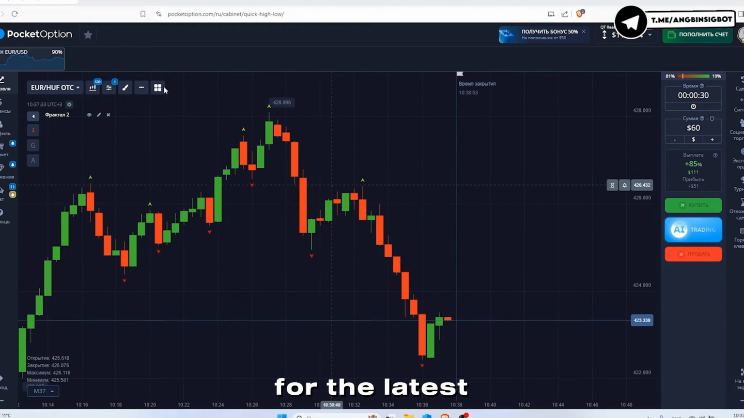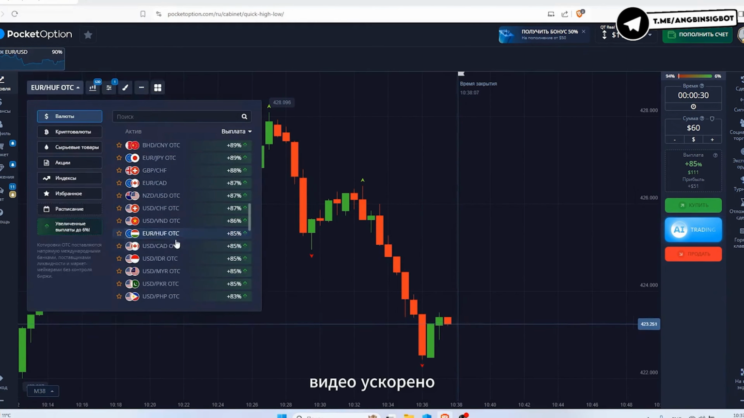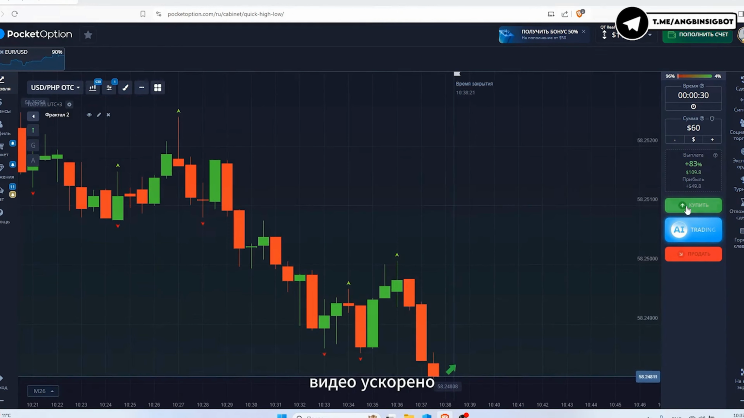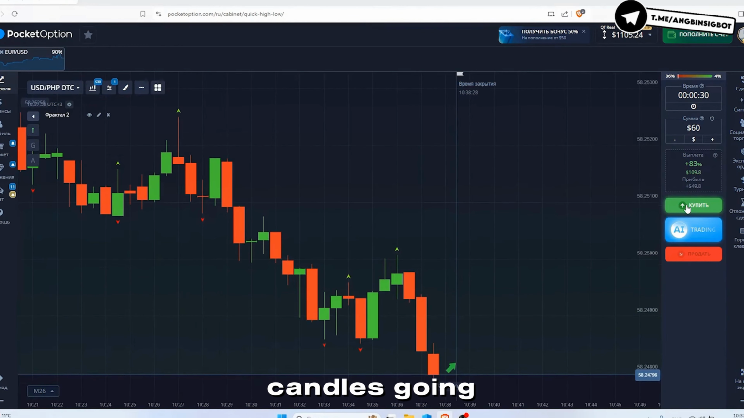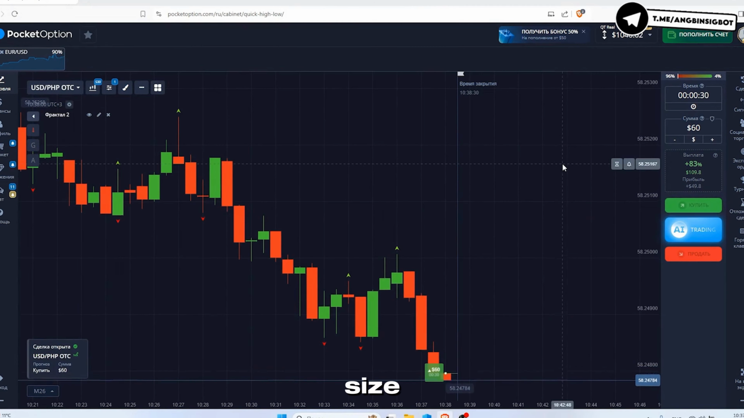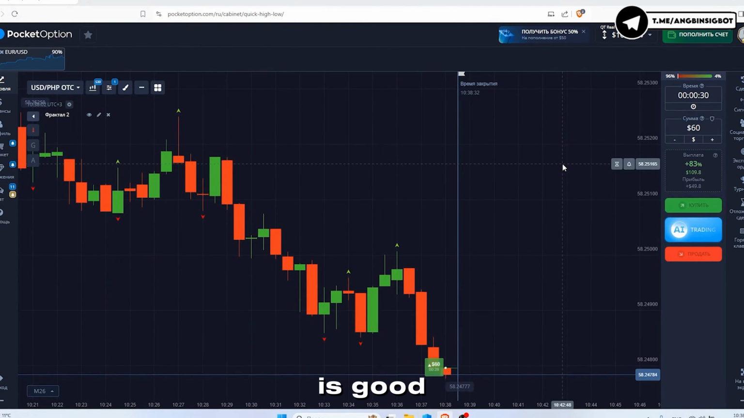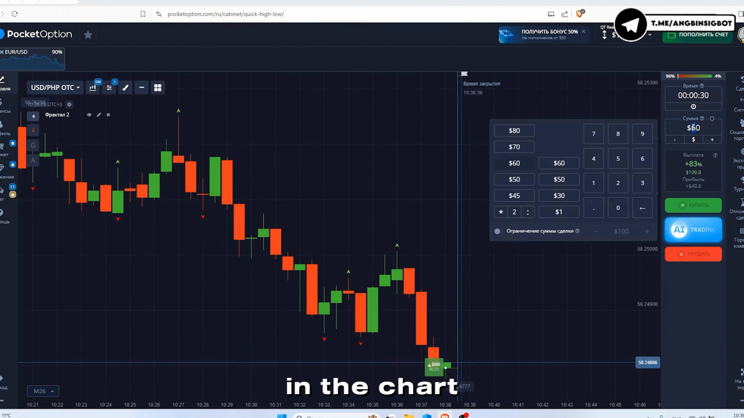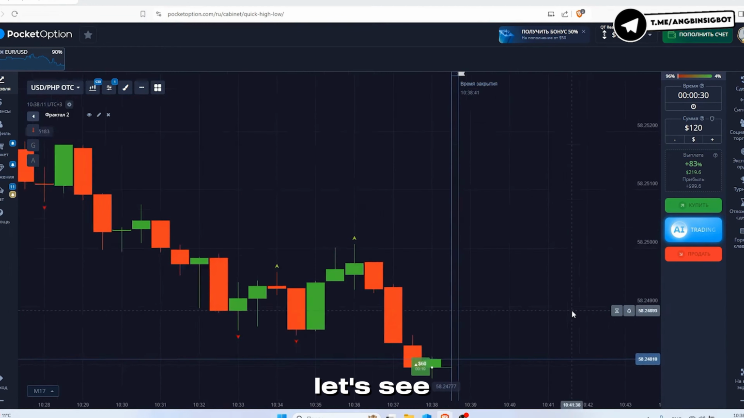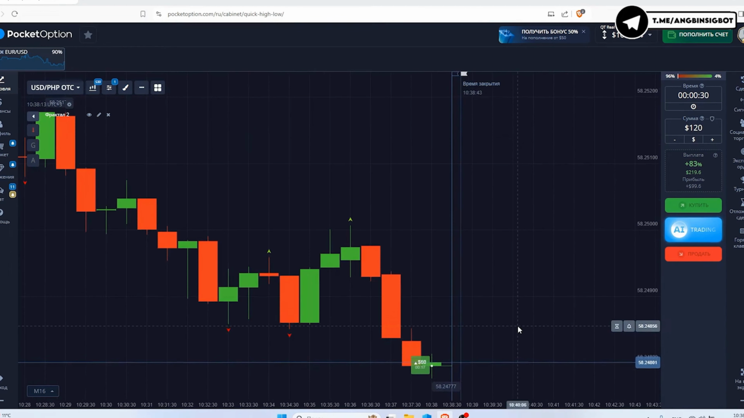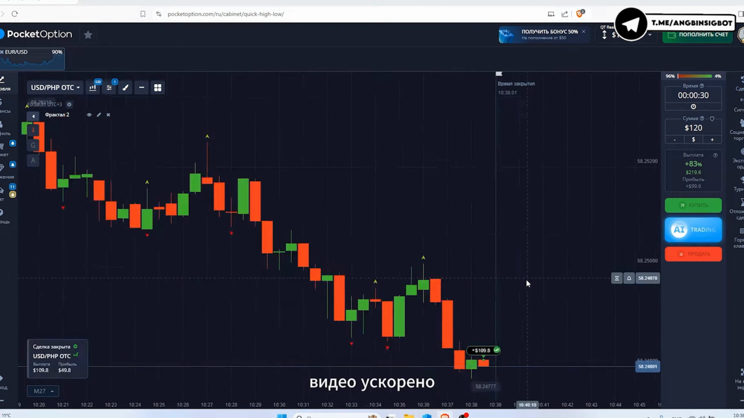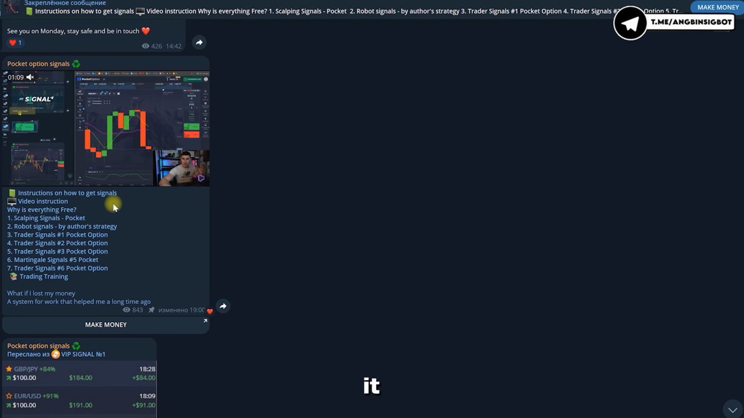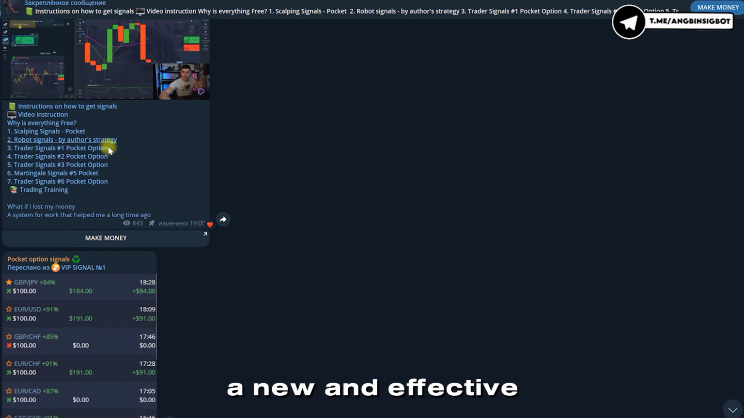Let me look for the latest trading situation. We see 3 candles going down. The candles are of normal size. This means the volatility is good. I assume that on the new candle, if the third candle closes down, there will be a reversal in the chart, and I will take a profit. Let's see the result of the trade. Wonderful. Plus, I took it. This is such a new and effective strategy.